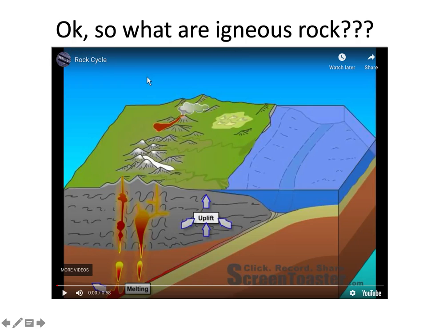Before discussing what intrusive and extrusive rocks are, we first need to know what igneous rocks are. The word igneous comes from the word igni. In Hindi, there is a word agni, which means fire.